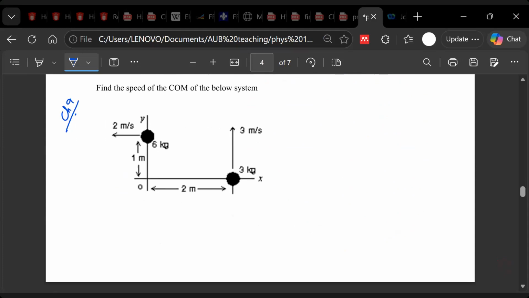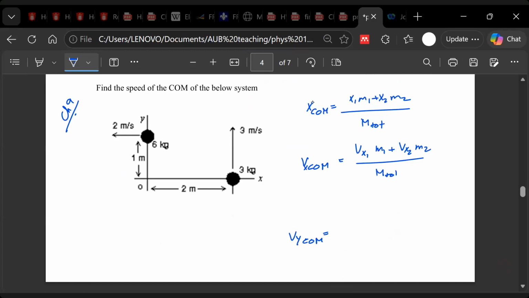To find the speed of the center of mass, we have a formula very similar to the position of the center of mass, right? We solved before x center of mass is x1 m1 plus x2 m2 over m total, right? A similar formula is there for the speed of the center of mass. Namely, I'll take Vx alone and Vy alone, and I'll put Vx1 m1 plus Vx2 m2 over m total. And here I'll have Vy1 m1 plus Vy2 m2 over m total, right?